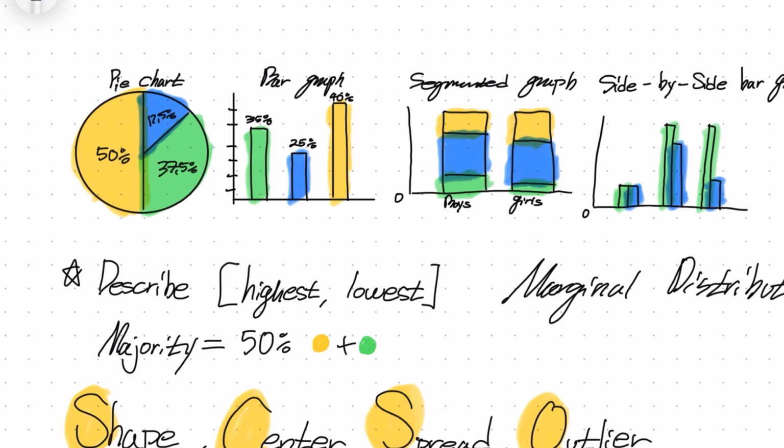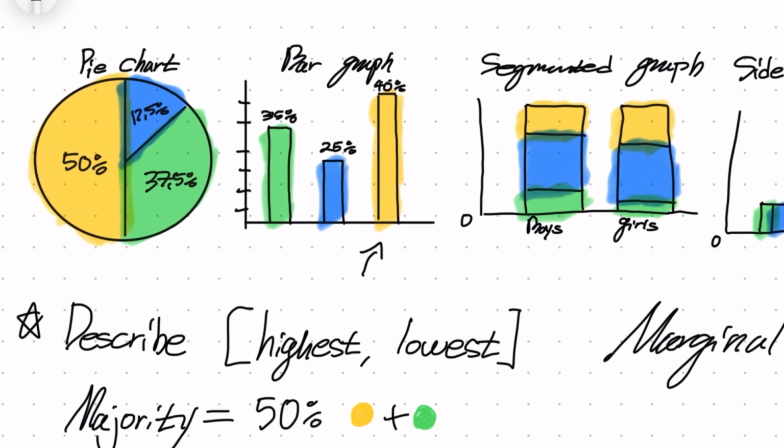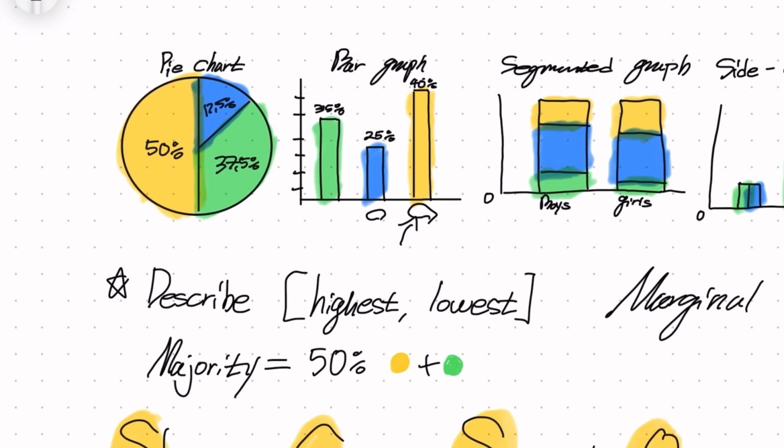So in this bar graph, as you can see, the highest point will be 40% and the lowest would be 25%. If it was an example of finding people's preference, you would say that this yellow bar would be the most preferred and the blue one would be the least.